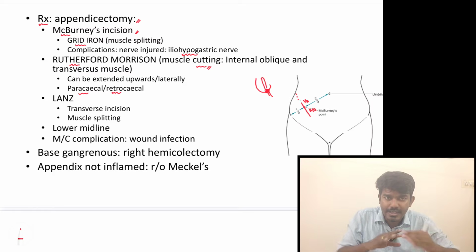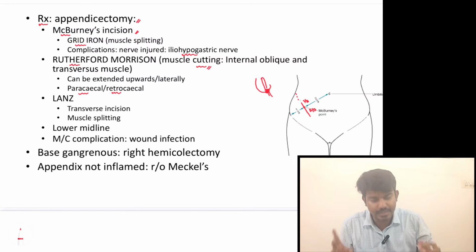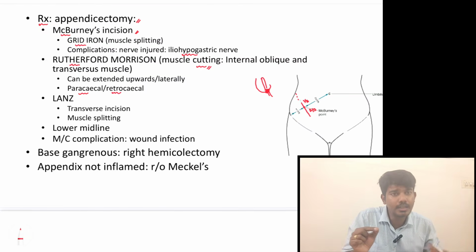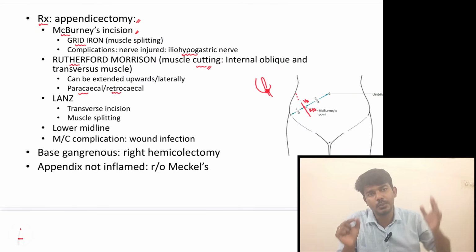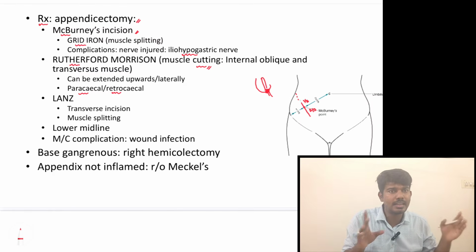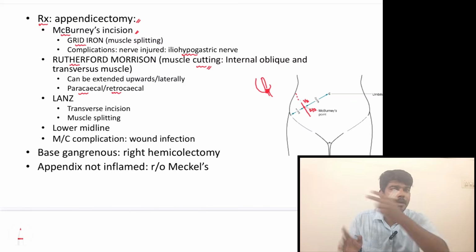So we have to extend the incision. After cutting the muscle, we extend the incision, and that is called Rutherford Morrison's incision. It is extended upwards and laterally. It is useful in paracecal and retrocecal types of appendicitis. If we cannot find the appendix with the usual incision, we can extend the McBurney's incision.